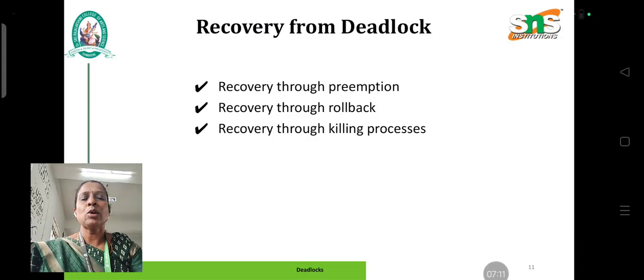All the requests are placed in this request matrix. Next is how to recover from deadlock. We can recover from deadlock in 3 ways: recovery through preemption, recovery through rollback, or recovery through killing processes. Recovery through preemption means that, without the knowledge of the process, you take the resource away from that process. Next is recovery through the rollback mechanism. In rollback, you roll back all your operations and pick that particular process out of the operating system. The third type is that you kill the entire process.